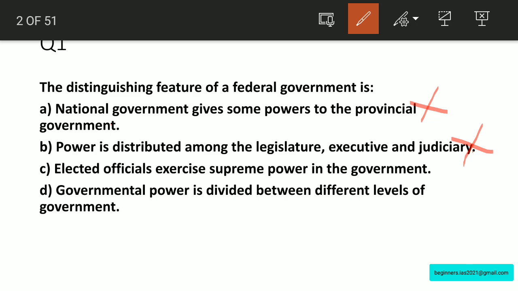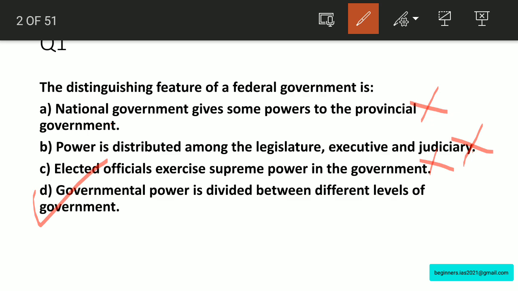So let us see statement number 3. Federalism does not deal with the role of elected officials in government, but it is given as elected officials exercise supreme power in the government. This statement is also wrong, whereas federalism means division of powers between the central and provincial government, that is the state government, under the guidance of the provisions of the Constitution. So based on our discussion, D is the answer for question number 1.